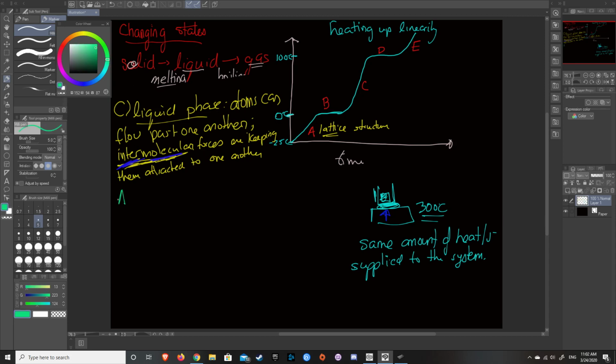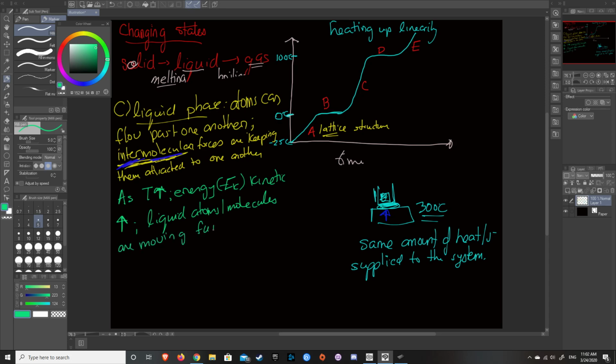So basically, as the temperature increases, the energy, which we say the EK, the kinetic energy, increases. So the liquid atoms or molecules are moving faster. So they're moving faster.